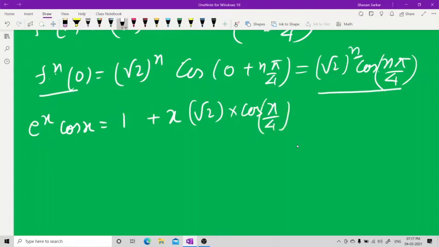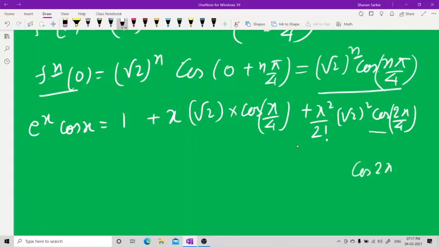Now the second derivative: x²/2 factorial, second derivative, put 2 here, (√2)² cos(2π/4), and this is nothing but cos(π/2), and this is nothing but 0. Therefore cos(2π/4) is equal to cos(π/2), and cos(π/2) is 0. So this whole term will become 0.